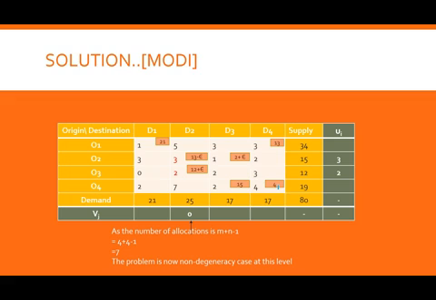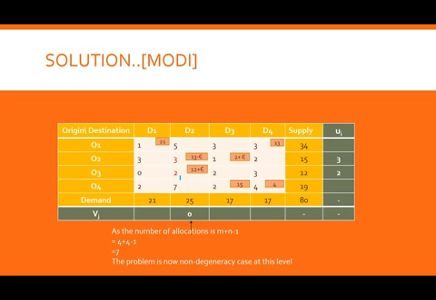So how many allocations do we have as of now? 1, 2, 3, 4, 5, 6 and 7. Totally 7 allocations are there. So how many were we supposed to get? It is 7. So it satisfies the non-degeneracy case. Because it is a non-degeneracy case, we can straight away apply the MODI method for this. So when you apply the MODI method, what happens? You can arbitrarily pick any one of them for a 0 assignment because most of them have 2 allocations. So I'll pick D2. So I'll make a 0 allocation here.